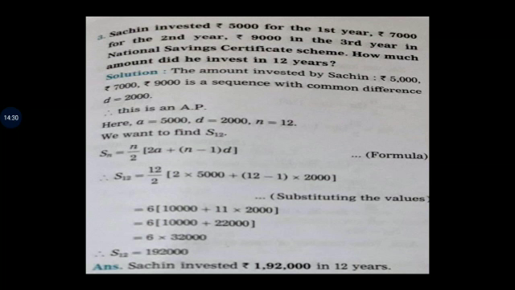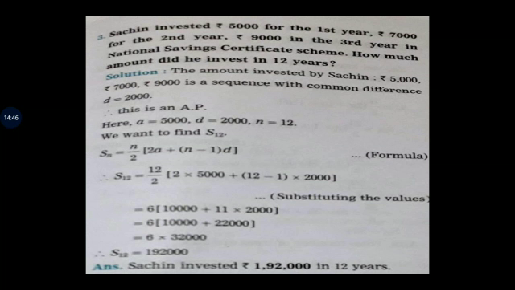Now see the next question. What is the next question? Sachin invested rupees 5,000 for the first year, rupees 7,000 for the second year, rupees 9,000 in the third year in National Savings Certificate Scheme. How much amount did he invest in 12 years?